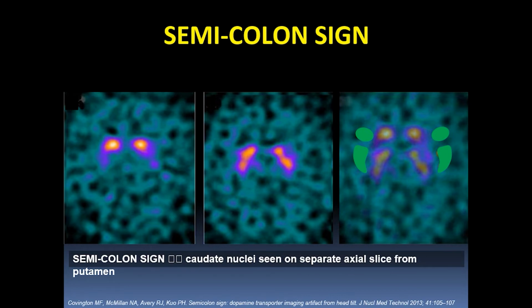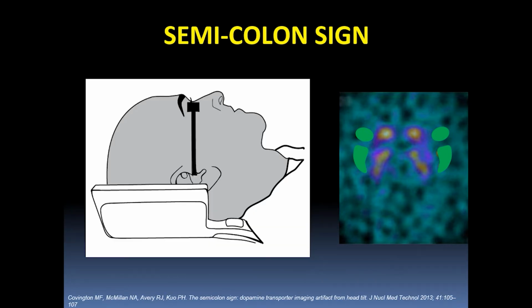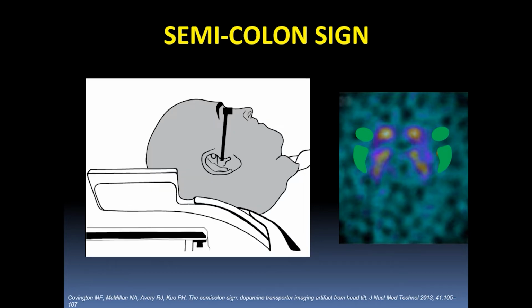So how does this happen? Well, ideally, when the patient is being positioned for the scan, they are placed all the way up in the head holder. The external auditory meatus should be in line with the corner of your eye. That's perfect positioning, ideal. But in this situation, when you see the semicolon sign, the patient has usually slid forward in the scanner so that their head is now tilted. Their chin is down. You can see that the ideal perpendicular line between the corner of the eye and the external auditory canal has been lost.